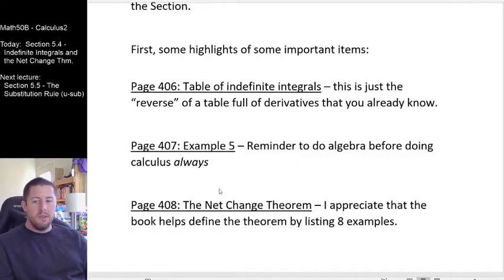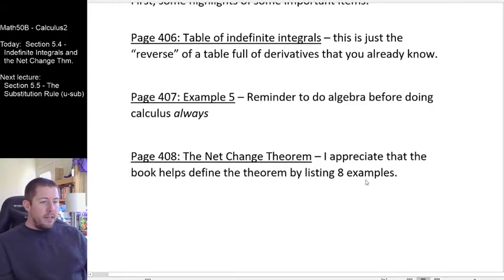And so I think reading through those 8 examples about the net change theorem helps reinforce why you built that integral that way. They do a good job following some units around and giving meaningful examples as to why that integral expression represents the desired real world quantity that we're interested in describing.